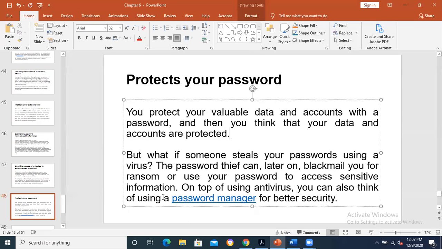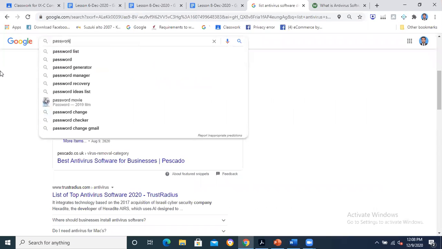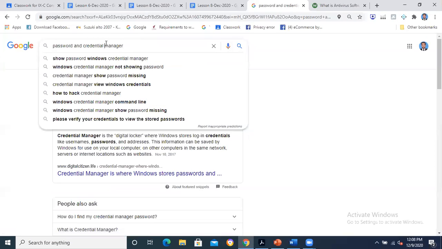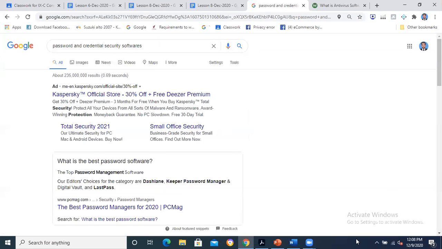On top of using antivirus, you can also think of using a password manager. This feature will not be available on each and every general purpose antivirus. A password manager is basically security management software. If you go to Google and search for password and credential security software, just like you can see over here, you suddenly saw the ad of Kaspersky, which is specific software to do this job.